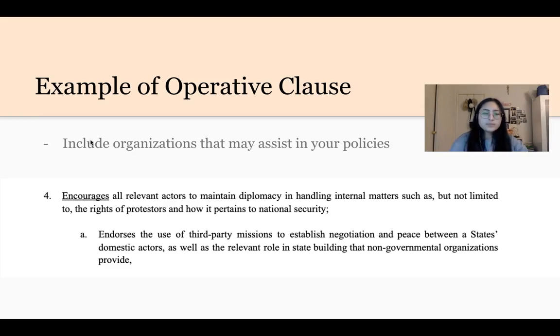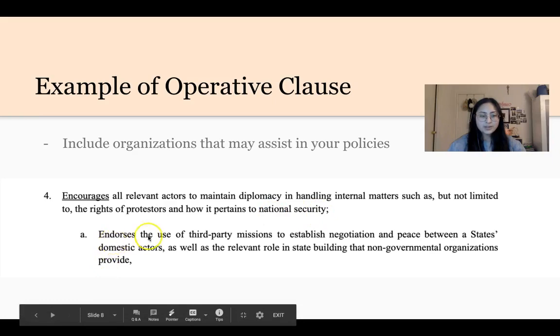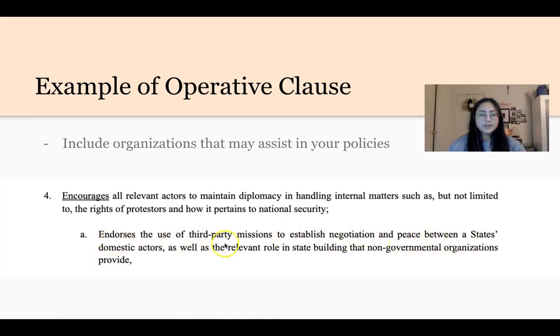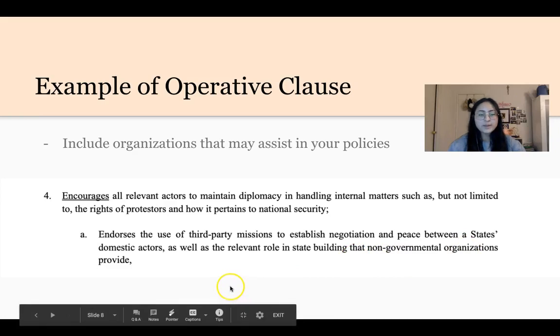So here they say, operative clause 4, encourages all relevant actors to maintain diplomacy in handling internal matters such as, but not limited to, the rights of protesters and how it pertains to national security. Sub-operative clause A endorses the use of third-party missions to establish negotiation and peace between a state's domestic actors, as well as the relevant role in state building that non-governmental organizations provide.